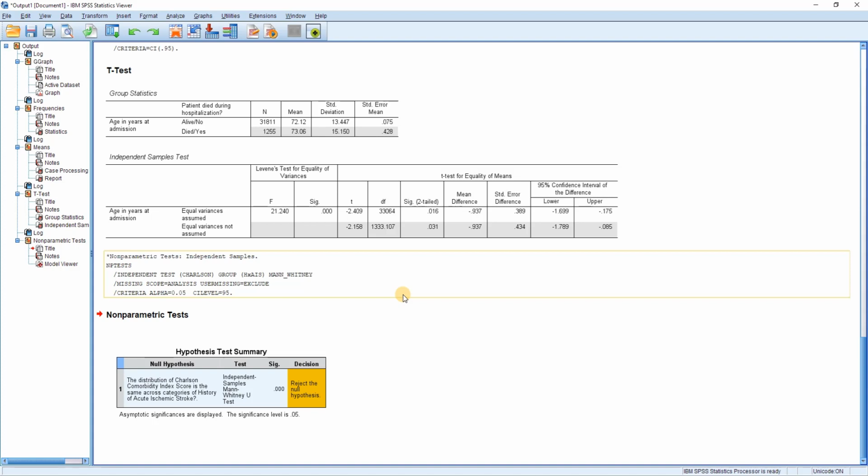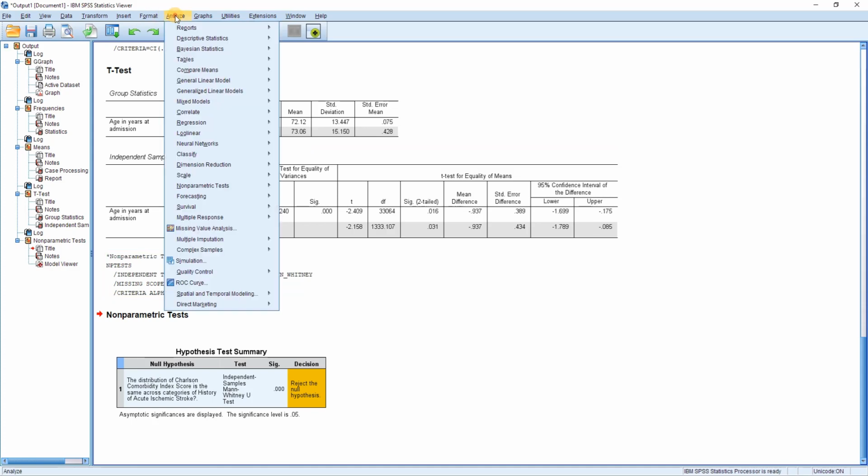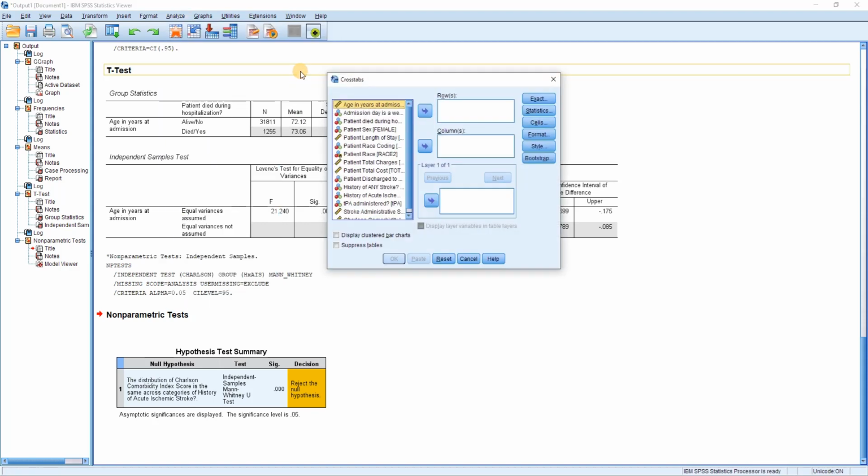Okay. Next question, number 7, true or false? More men in this data set were discharged to a skilled nursing facility than women. So what we're going to do here is run a crosstab table. That is in Analyze, Descriptive Statistics, and Crosstabs.